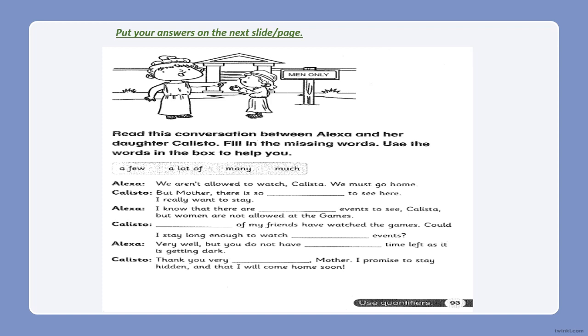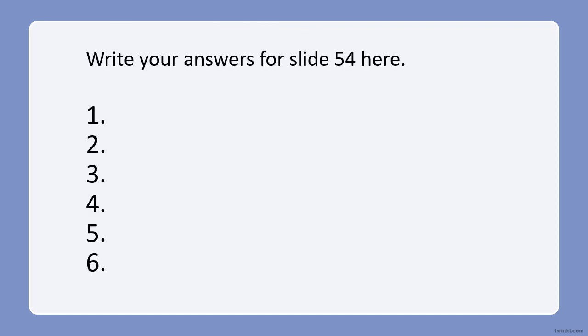Okay, so here you will read this conversation between Alexa and her daughter, and you will fill in the missing words, the words that are in the box. For example, a few, a lot of, many, and much. You can write your answers for the previous slide, 54, here. All you have to do is double click and you'll see the line and you can start typing.